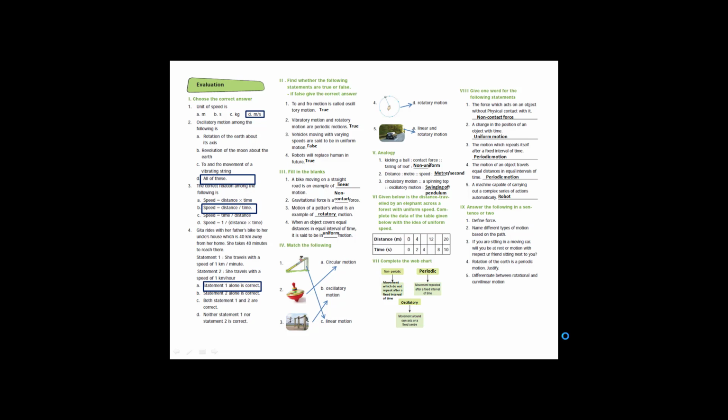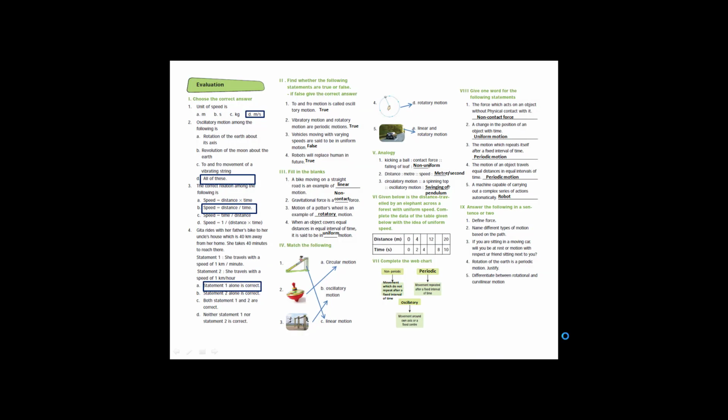Vibratory motion and rotatory motion are periodic motions. True. Vibratory motion and rotatory motion are periodic motions. So it is true.